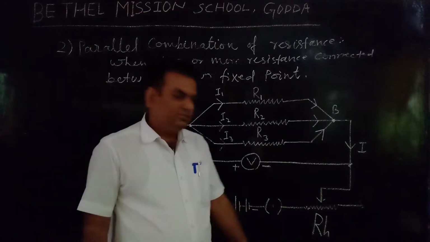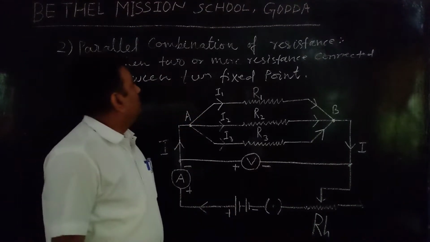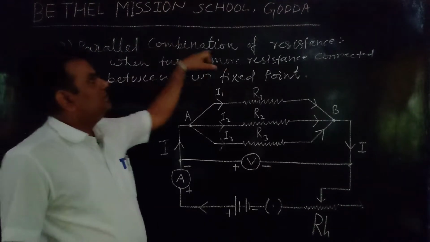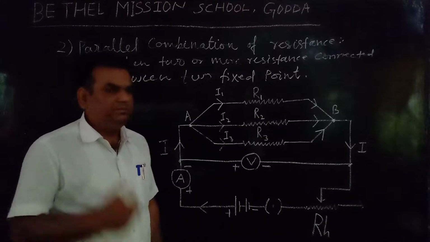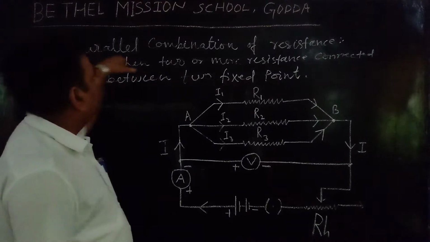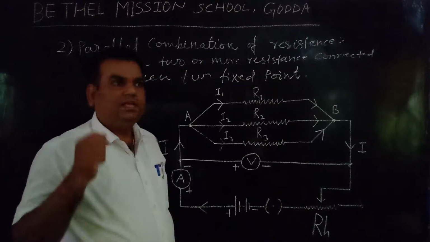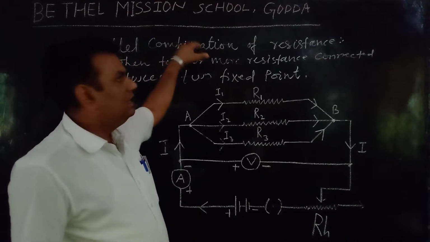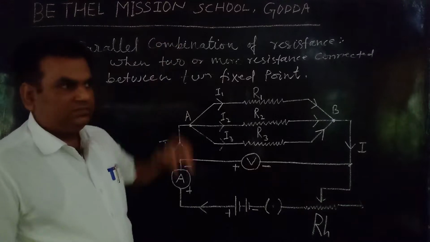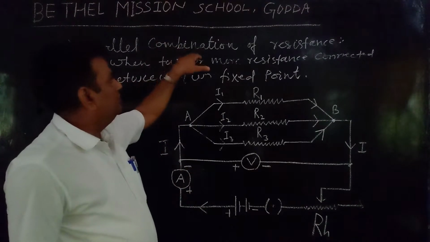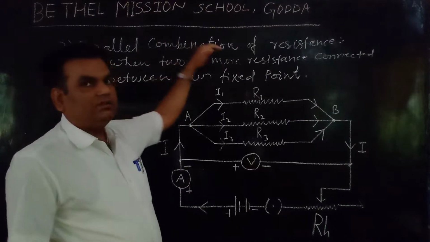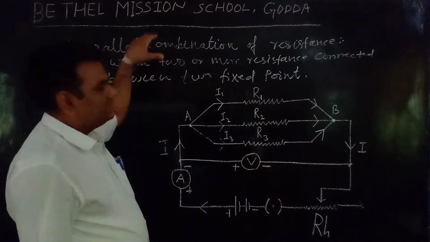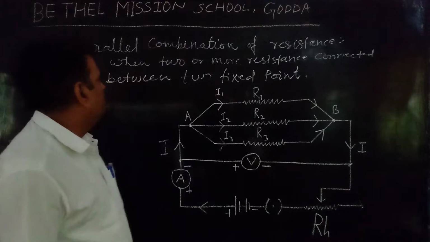Good morning, students. Once again, we will study here the parallel combination of resistance. On the previous day, we saw the combination of resistance. There are two types of combination. On the previous day, we saw the series combination. Today, we'll see the parallel combination of resistance. This is the same topic of the same chapter, current electricity.